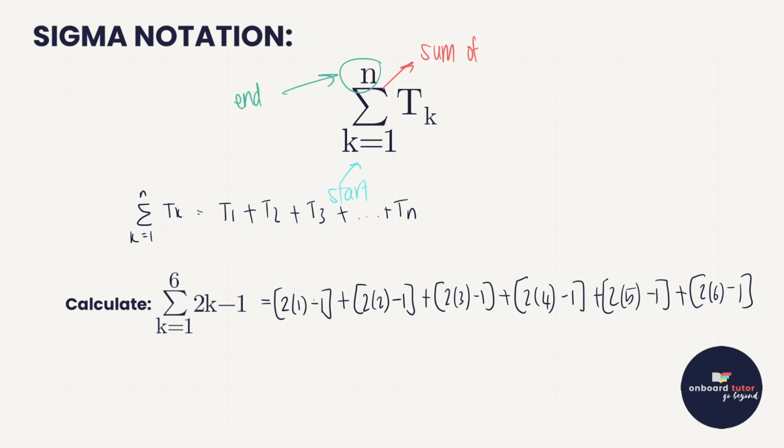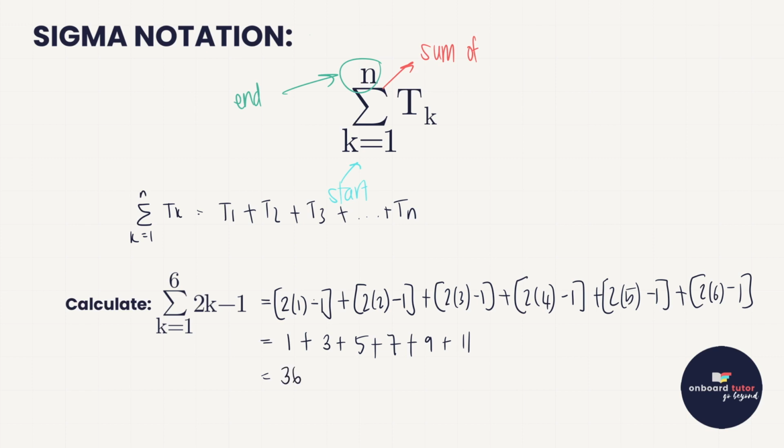Okay, and then what you can do is you can just work these out. So 2 times 1 is 2, 2 minus 1 is 1, plus this is going to give us 4. 4 minus 1 is 3. Plus, this is going to give us 6 minus 1. Plus, 8 minus 1. Plus, 10 minus 1. And finally, 12 minus 1. And you can type that into your calculator and come to an answer.